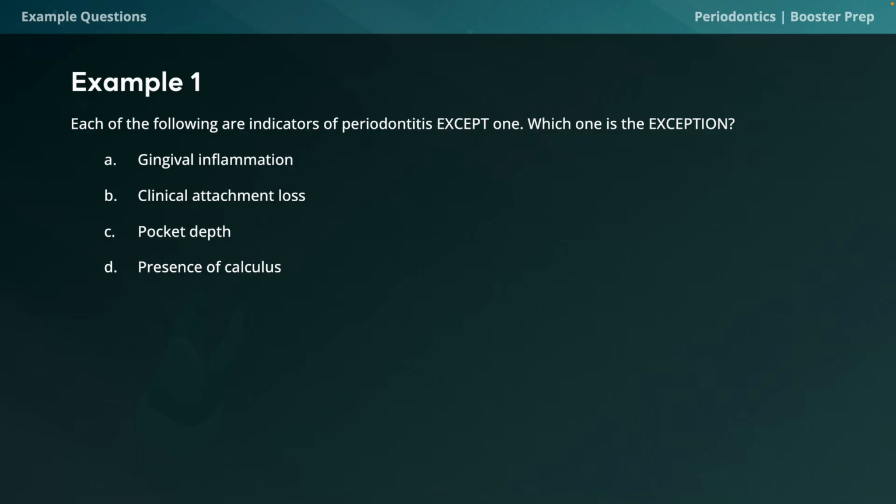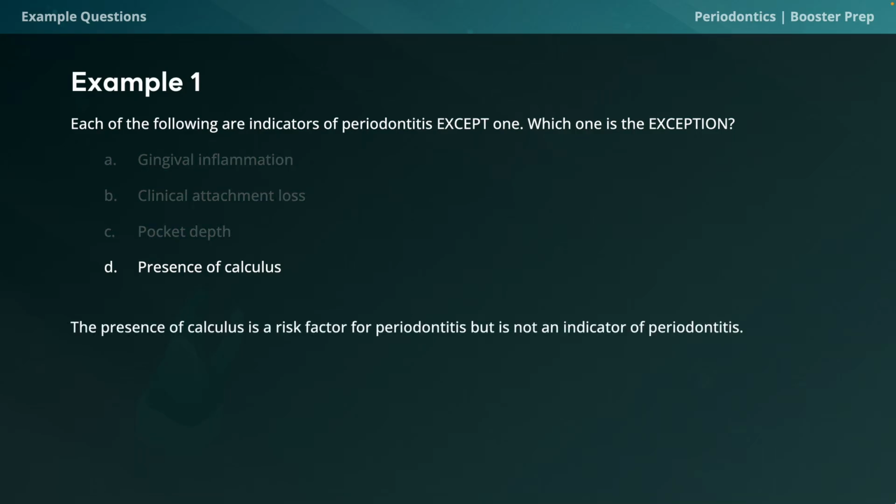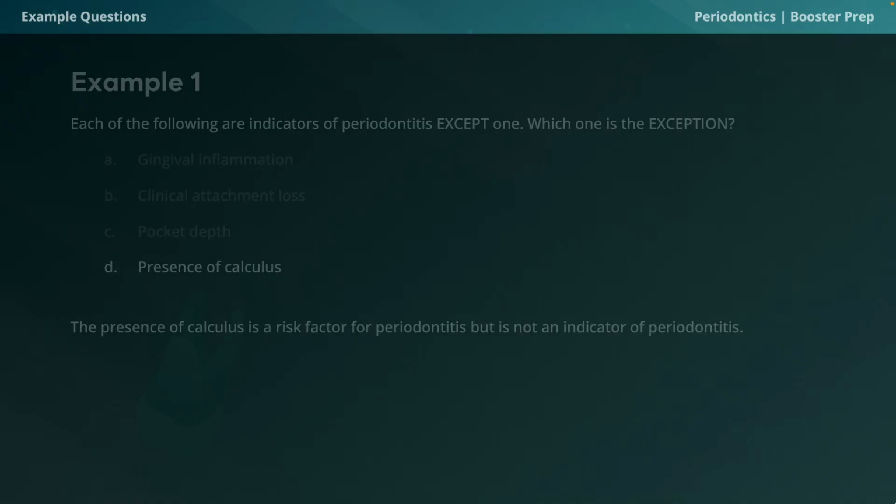But the answer is D, presence of calculus. So if you have calculus, that's a risk factor for periodontitis, but it's not an indicator of periodontitis. Indicators of periodontitis include gingival inflammation, clinical attachment loss of at least 1 millimeter, sulcular depths greater than 4 millimeters, and alveolar bone loss. So I hope you got that one right.